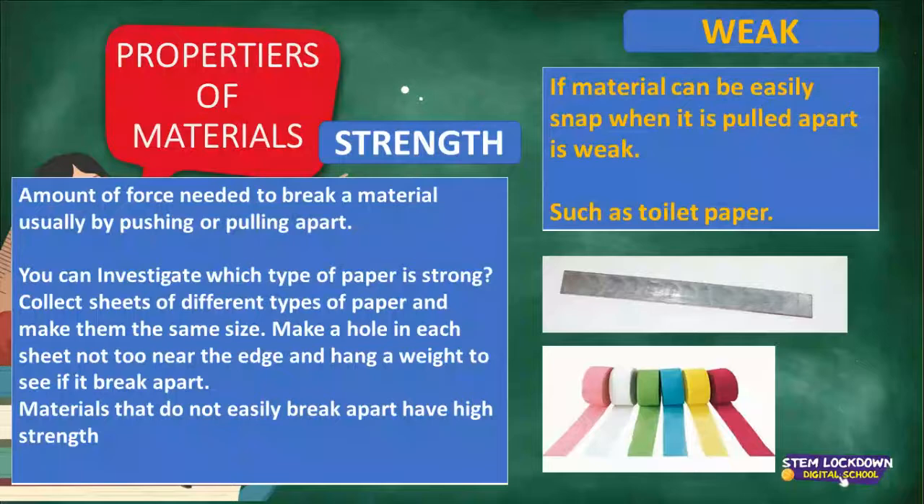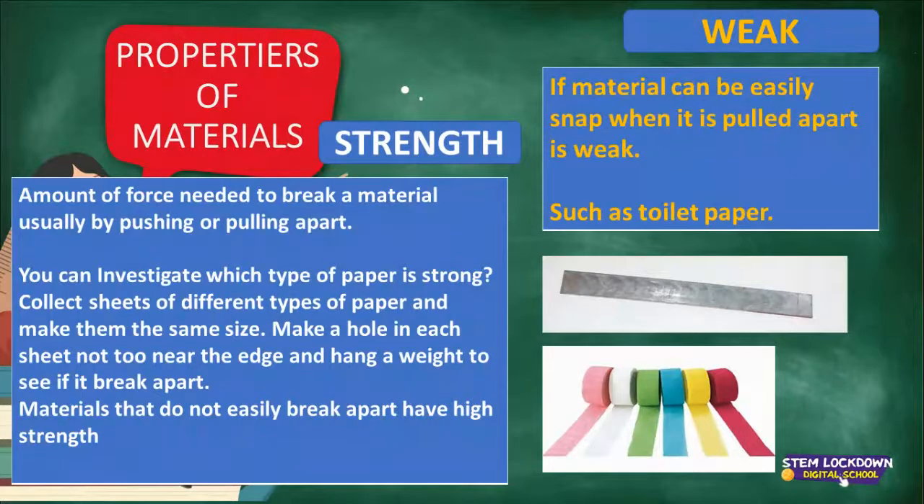So you can investigate which type of paper is strong in this investigation. If you have sheets of different types of paper, maybe a cardboard and the paper you use to write on, they must be the same size. Maybe the size of a ruler. You cut them to the size of a ruler, make a hole on each sheet, not too near to the edge, and hang the weight to see if they break apart. If the material does not easily break apart, that will mean it has high strength.